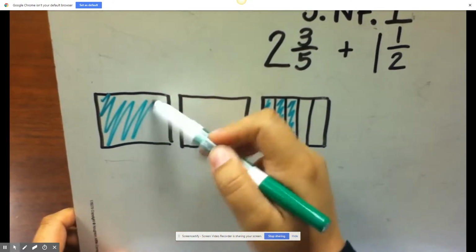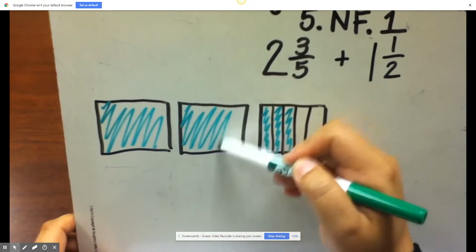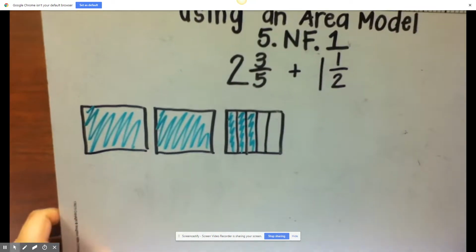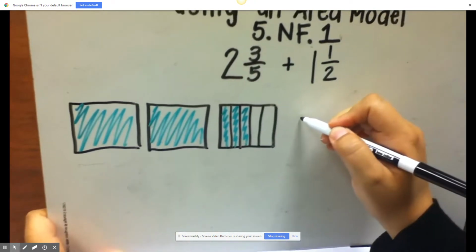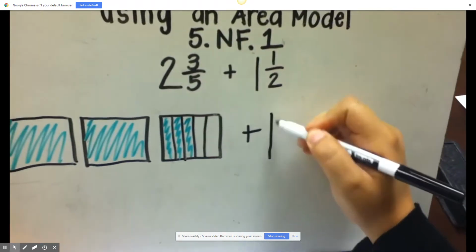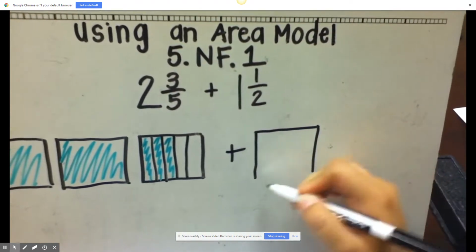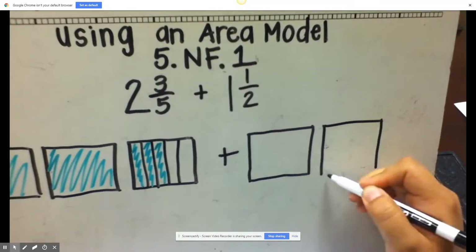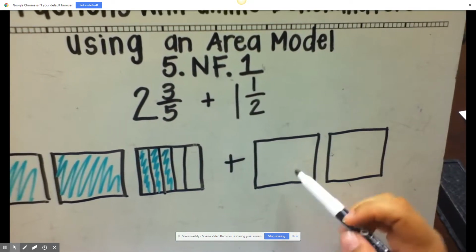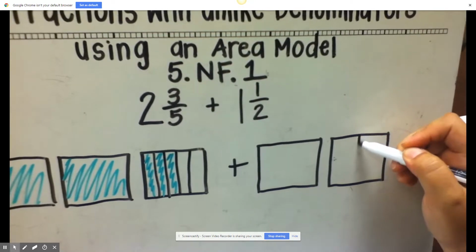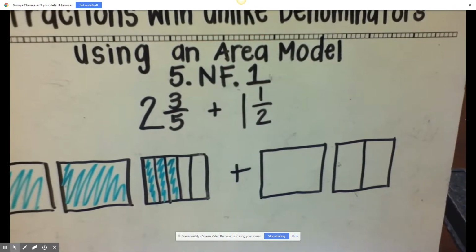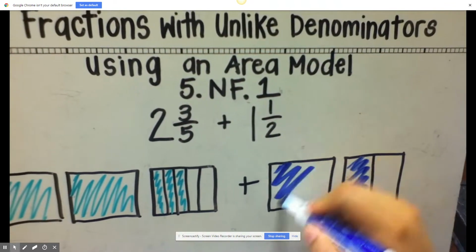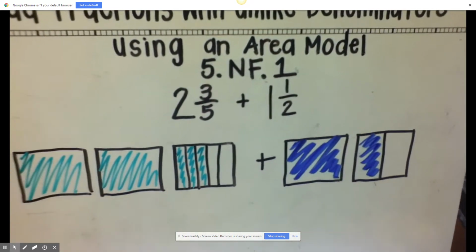Just shade the 2 wholes that we have. So now we have 2 and 3/5. And to that I'm going to add 1 and 1/2. So I'll model 1 and 1/2 with rectangles. Again, I'll leave this rectangle whole to represent the 1 whole and divide this rectangle in half. So we have 1 and 1/2.